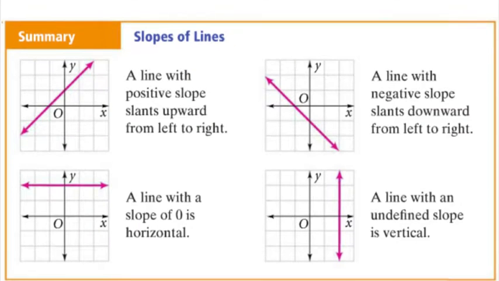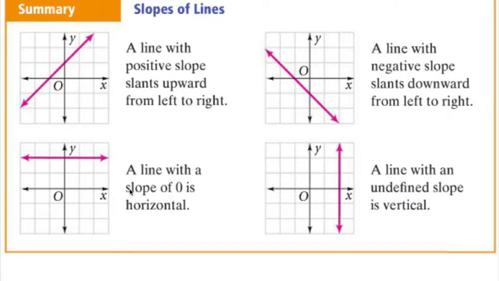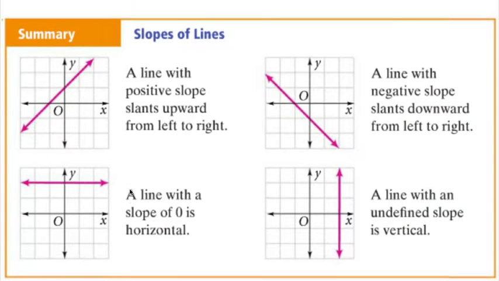Alright, so let's go here. We'll talk about the slope of 0 and an undefined slope eventually. These are the two that students tend to get mixed up the most.